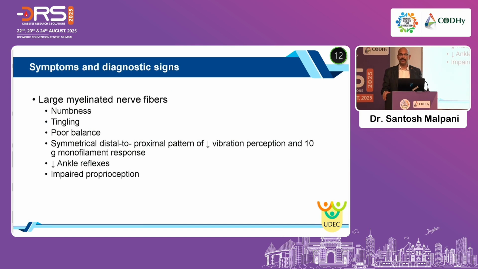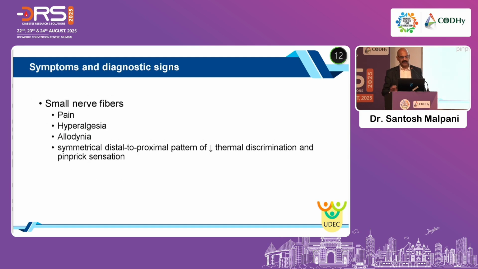As far as the symptomatology is concerned, that gives the clue about the diagnosis, and when large myelinated fiber nerves are involved, we get numbness, tingling, poor balance, decreased ankle reflexes, and impaired proprioception. But the trouble starts when the small nerve fibers are involved. The patient will complain of many symptoms like pain, hyperalgesia, allodynia, and there is symmetrical distal to proximal decrease in thermal discrimination and pinprick sensation.